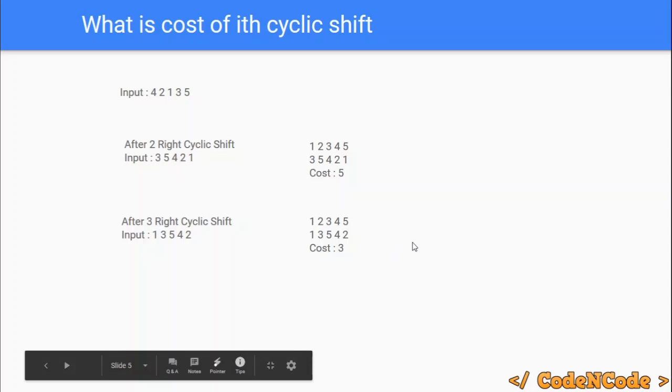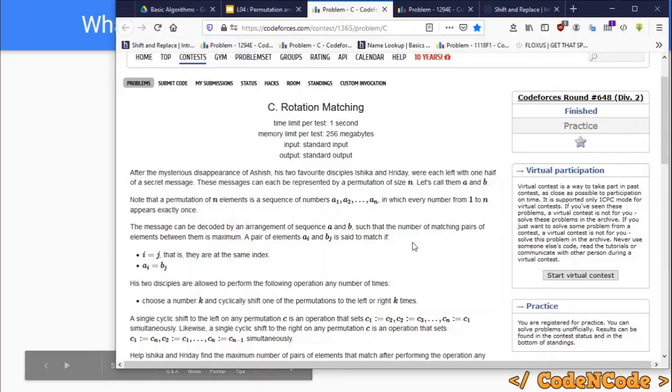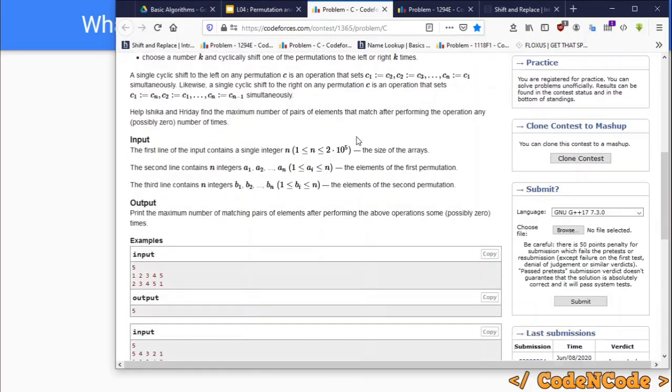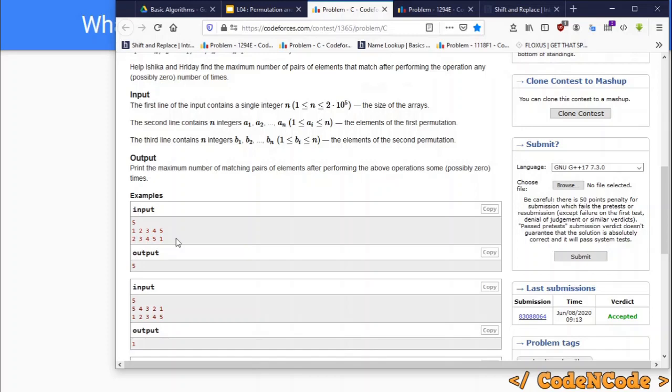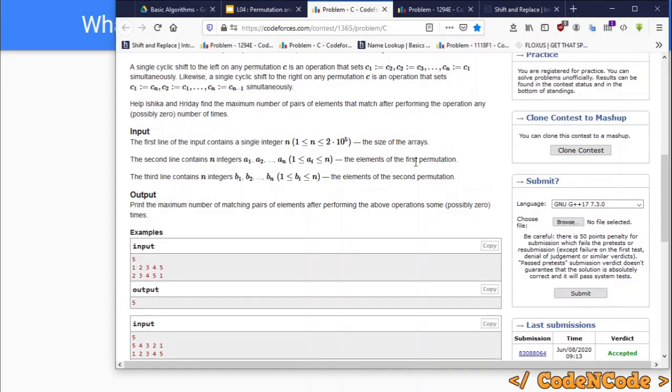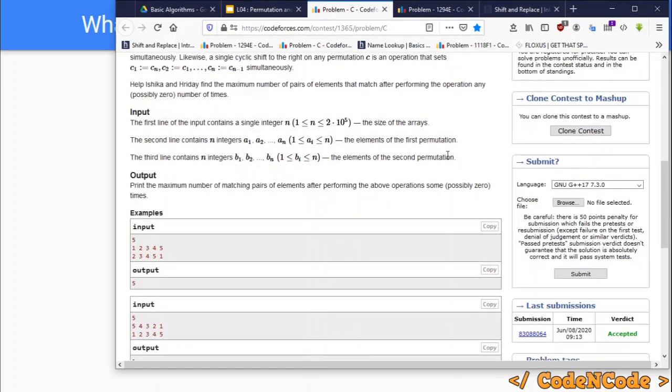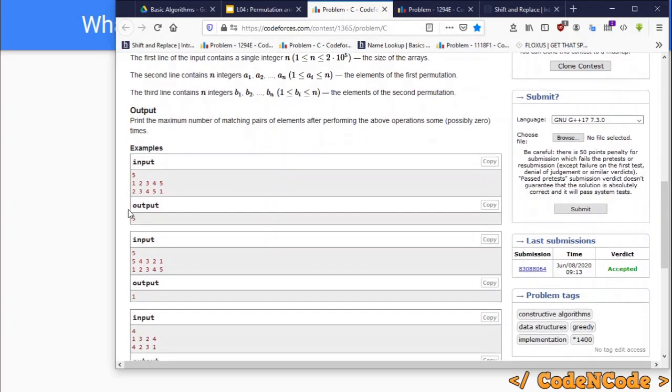Now the same idea has been taken and used in many problems. One of the problems is this, the problem which appeared in Codeforces Round 648 Div 2. This was a C problem. Basically you are given 2 permutations of length n, and you can shift either the first or the second permutation, it doesn't matter.